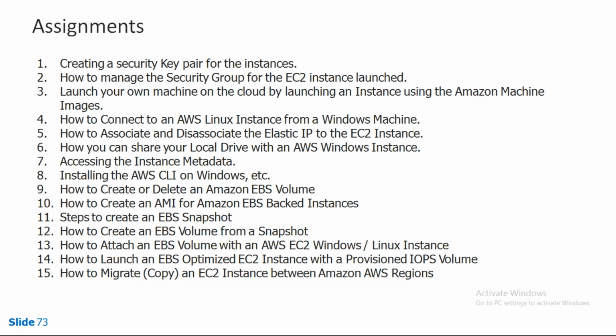Got it? Yes. Then accessing instance metadata. Metadata is nothing but its configurational stuff. Installing AWS CLI. This is not shown to you people, so don't worry about it. We will see in the future. How to create and delete an Amazon EBS volume. We have seen creating an EBS volume. I'll also show you how to delete. It's nothing but just right click on that and then delete.